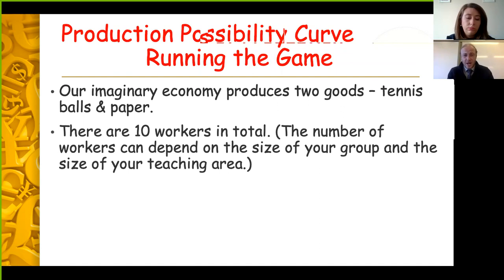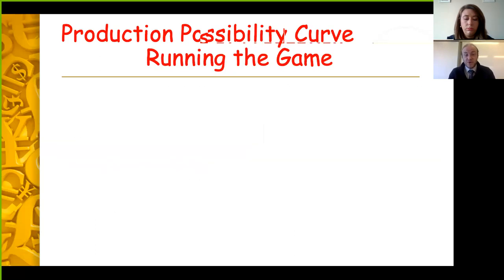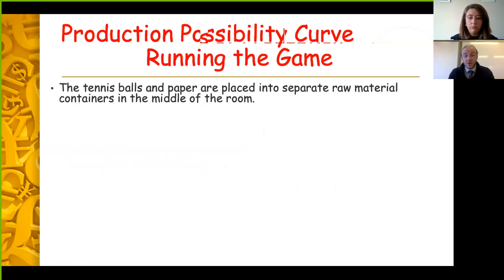Okay, now I'm saying there are 10 workers in total. Mix it up to however many are in your class. I wouldn't recommend having any more than 10 operating at once. When you have more than 10, run two games concurrently on either side of your classroom, basically is the way I do it. Let's say if you have 16 in your class, have two groups of eight, if you get where I'm coming from. Any more than 10 in one line just gets messy, to be honest with you.